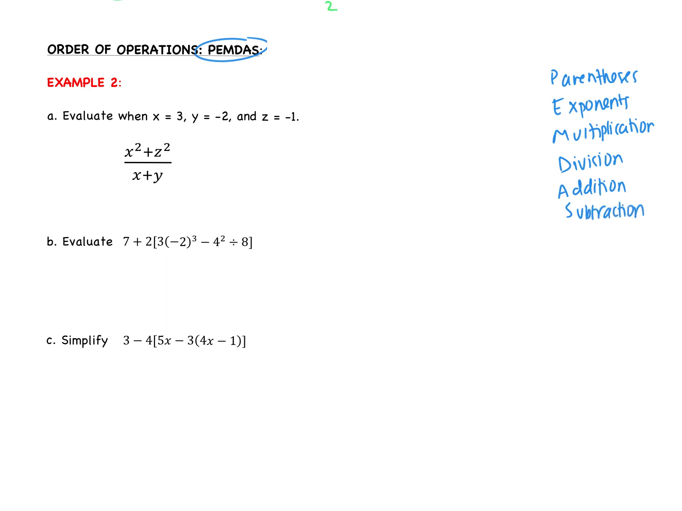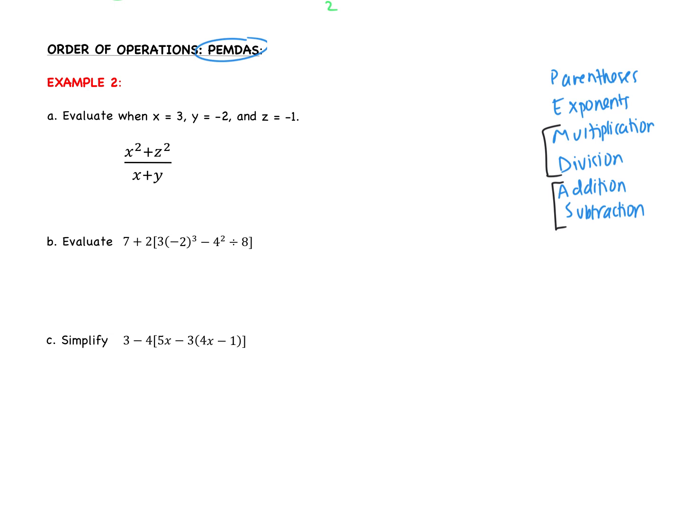Here is what is absolutely most important for you to remember. Multiplication and division are the same step. So you don't do all the multiplication, then all of the division. You do them together, whatever comes first. Similar idea with addition and subtraction. Same step. So you're not going to do all the addition and then all of the subtraction. You'll do them together, whatever comes first in the equation.